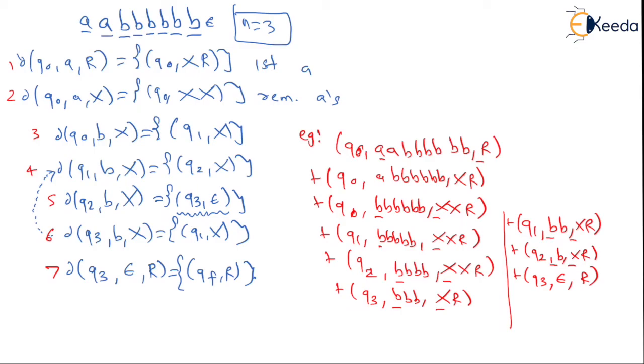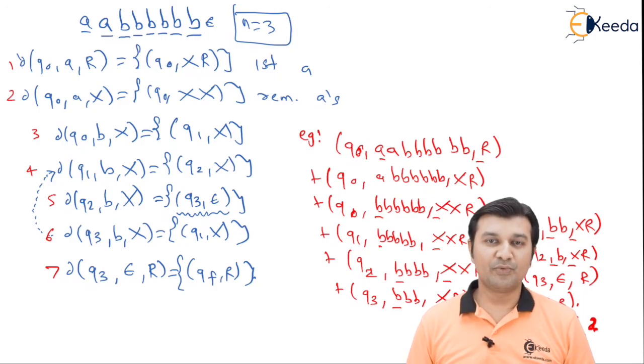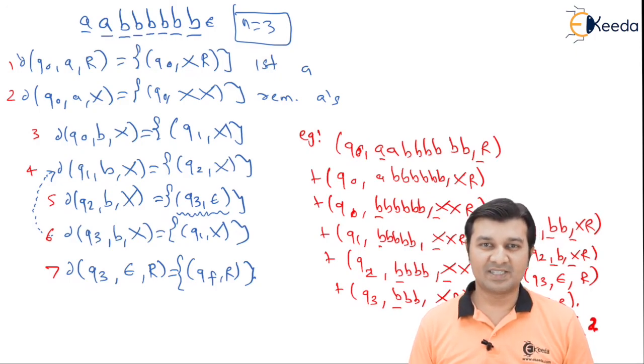Lastly, Q3 on epsilon when the stack top is R, finally using rule number 7, I say QF comma R. Therefore, the machine is going to accept the input. So with this friends, we complete this problem. See you in the next session. Thank you.